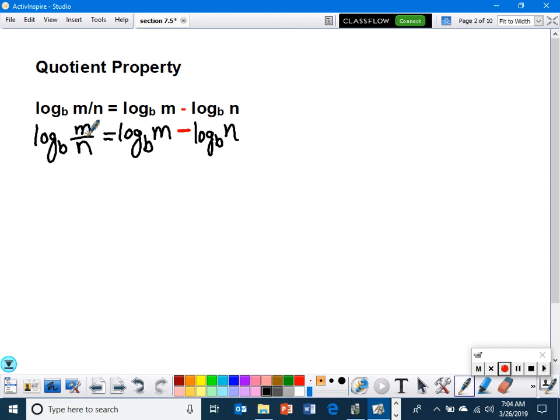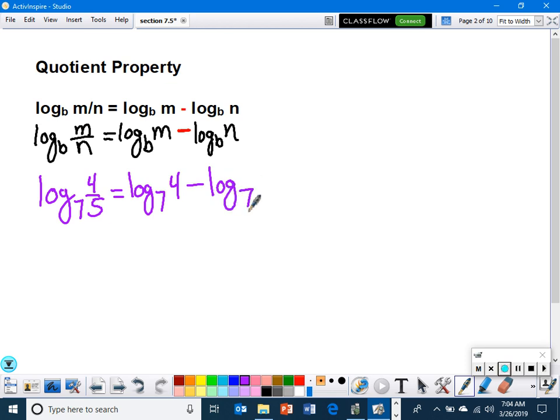Think of your exponent properties. It follows the exponent properties pretty closely. All right, so let's look at a couple other examples. Let's say we have log base 7 of 4/5. Well, that can be split up into log base 7 of 4 minus log base 7 of 5.